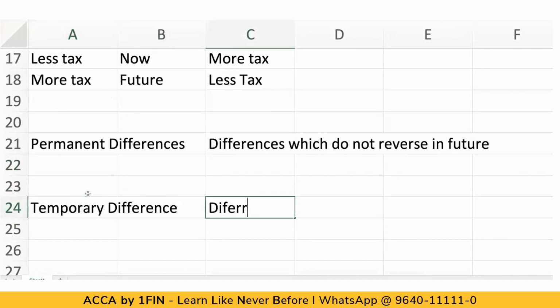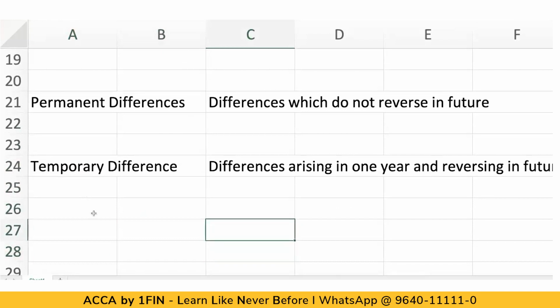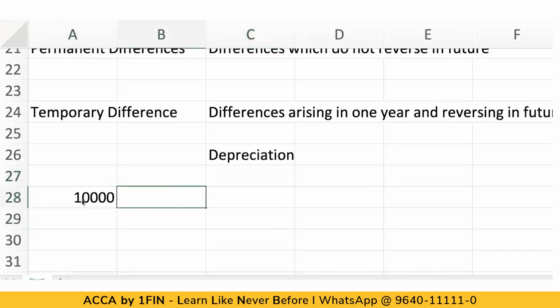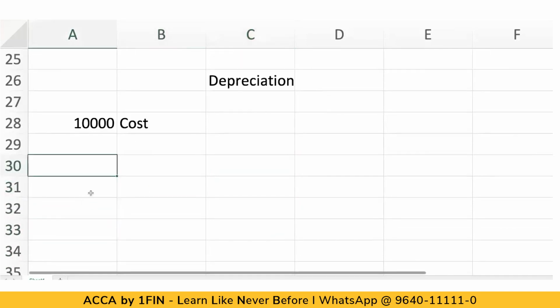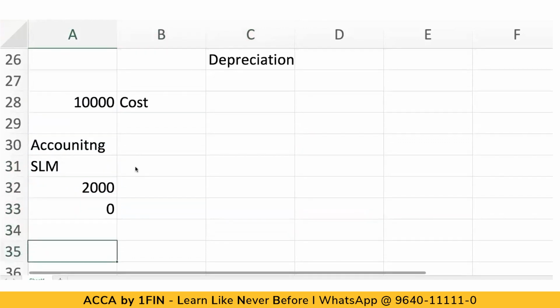But if it is a temporary difference, these are differences arising in one year and reversing in future years. The best example, or the most widely used example, is depreciation. There may be a difference. For example, 10,000 is the cost. For accounting purposes, you are using SLM over 5 years. So 10,000 divided by 5, 2,000.